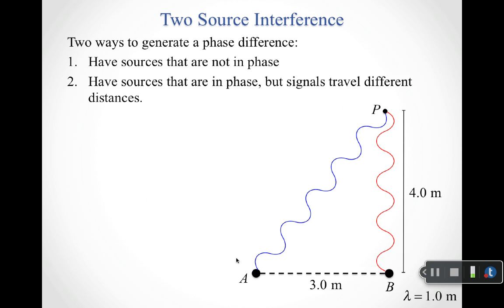Now, there are two fairly straightforward ways to get a phase difference. One is, I can have two sources that are not in phase.